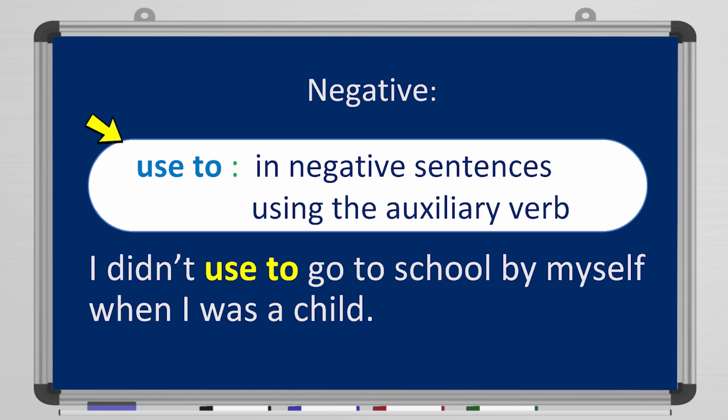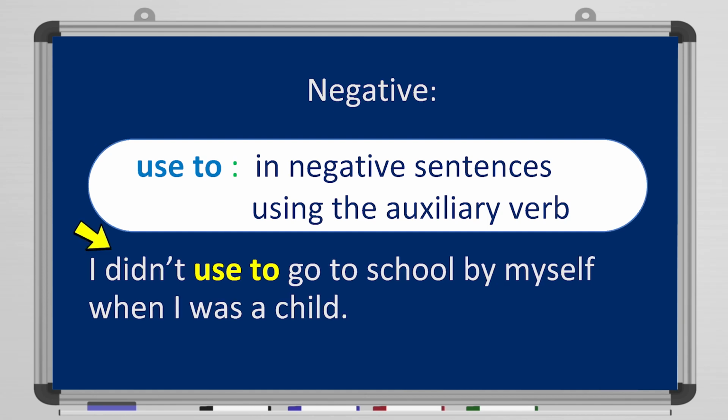However, if I'm using it in the negative form, then I would use it with the auxiliary verb do. I didn't use to go to school. If I decide to use it in the negative form, I'm going to remove the d because I replaced it with the negative auxiliary form in the past. I didn't. I can't say I don't used to because I'm talking in the past. It always has to be did.